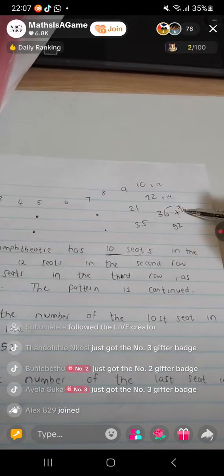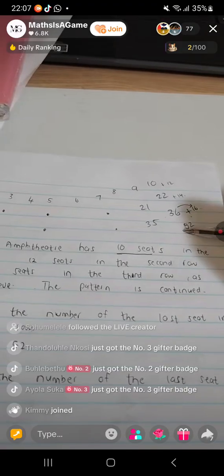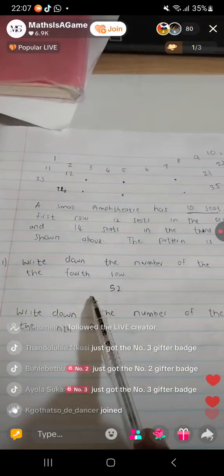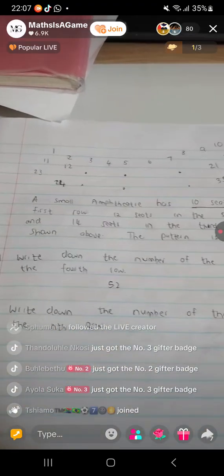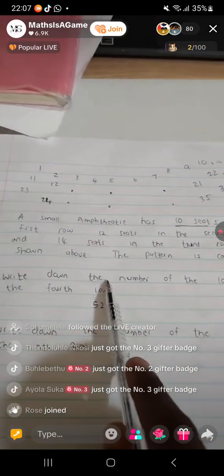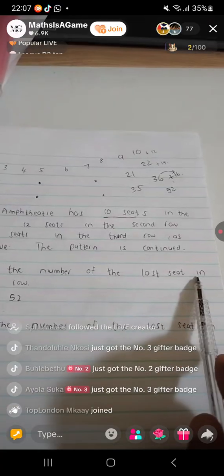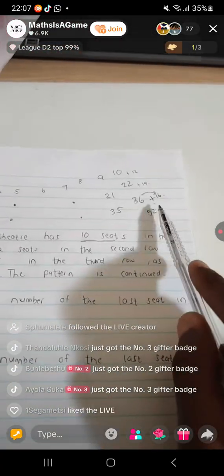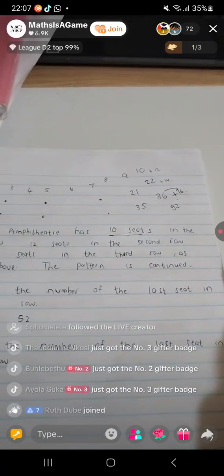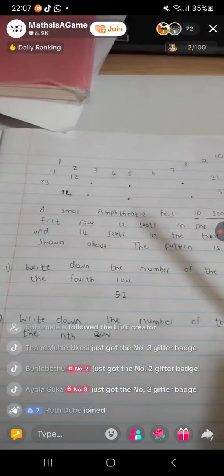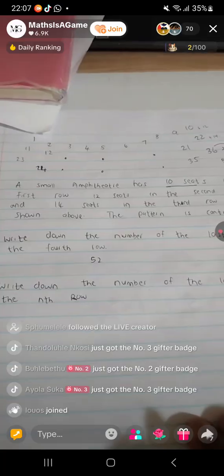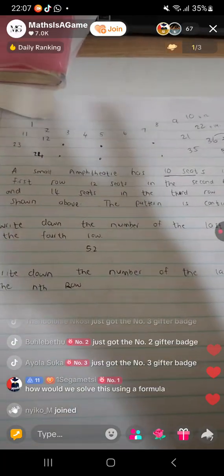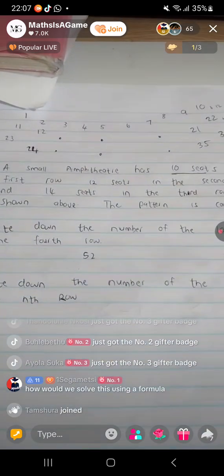If you add the 16 seats to form the fourth row, it means your last seat in this row will be seat number 52. So that's how we get 52 as being the what? Write down the number of the last seat in the fourth row. It is seat number 52. Okay, all right, so I'm going to just for a moment stop here and see if we are okay.